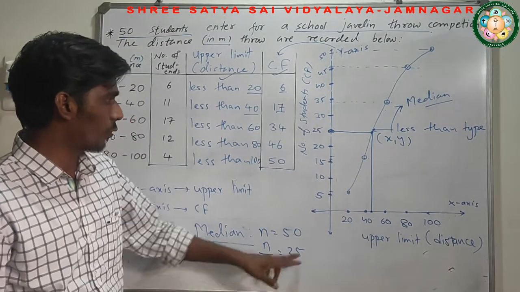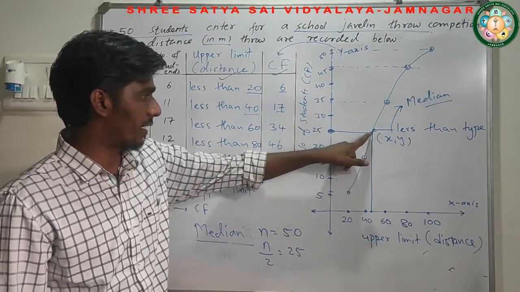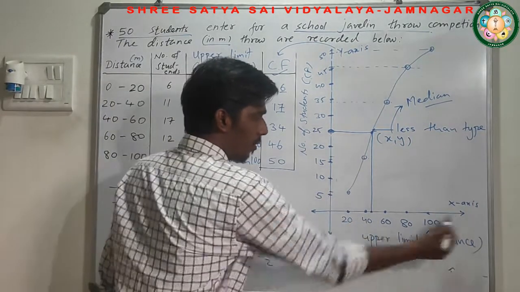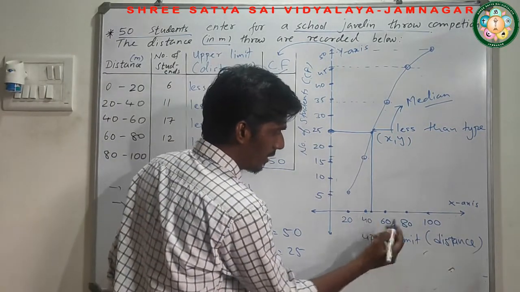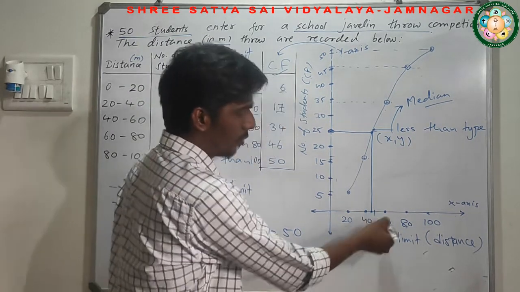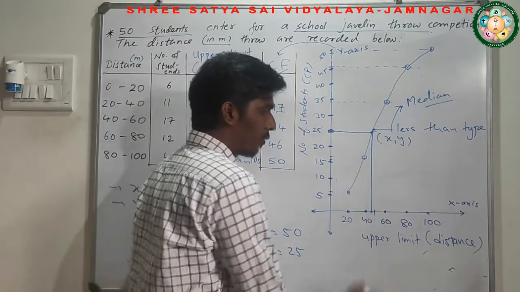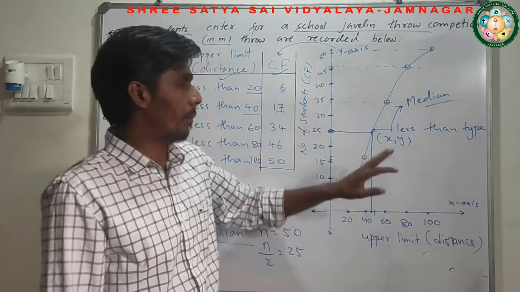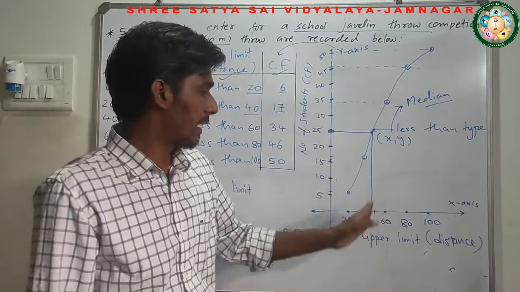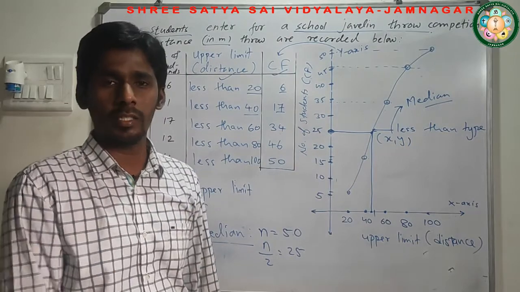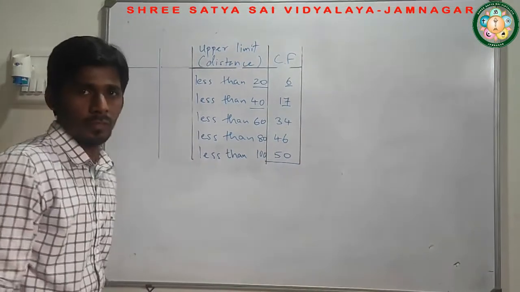Again I'm repeating all this. n by 2 is 25. From 25 take it straight, and draw a perpendicular line to the x-axis. On the x-axis, this is 40, this is somewhere 50, and this is somewhere after 45. So it's about 45. As I have drawn on the board, it's not quite easy, but if you draw on graph paper, definitely you'll get a point exactly, and that will be the median for the given curve.